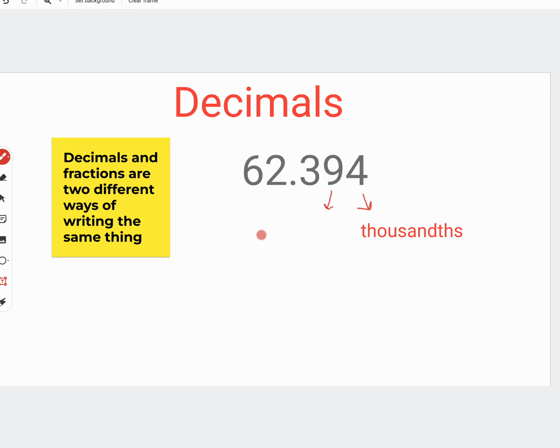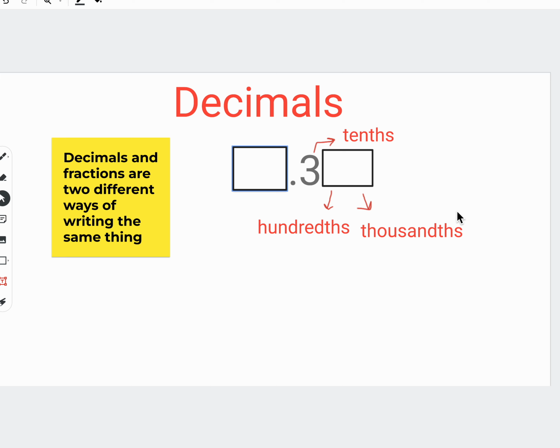The 9 will be our hundredths place with the TH again. Without the 4 here, this is 39 hundredths. And the 3 will be the tenths place, again with the TH, tenths. If the 9 and the 4 were not here, just 0.3, this will be 3 tenths. 62 and 3 tenths.